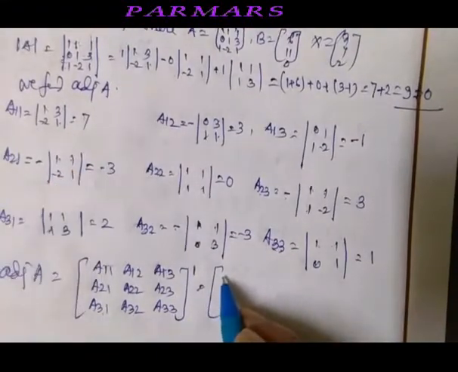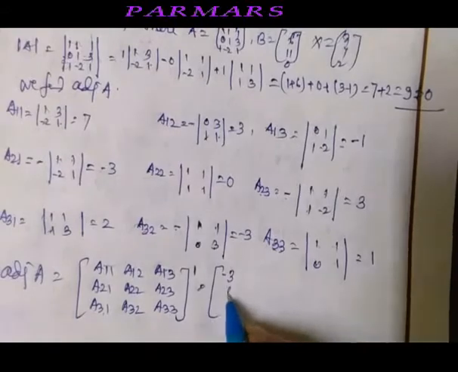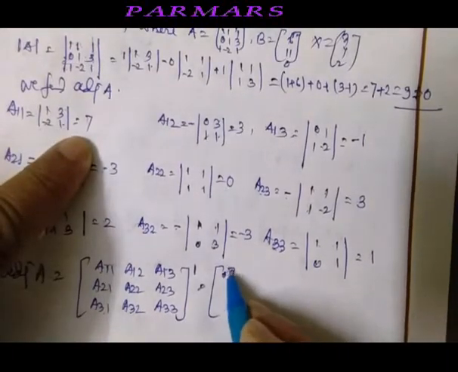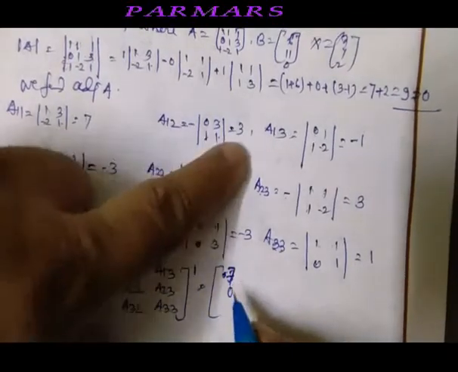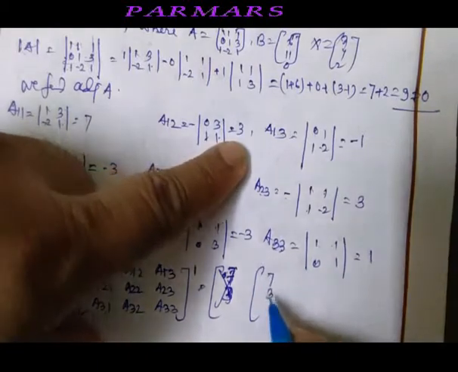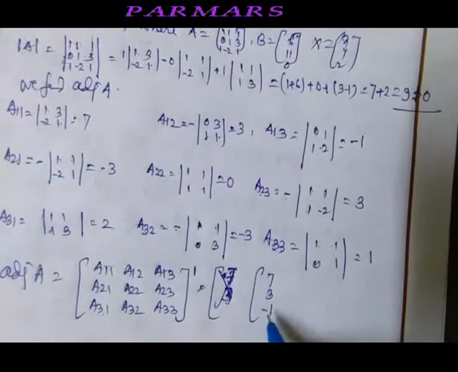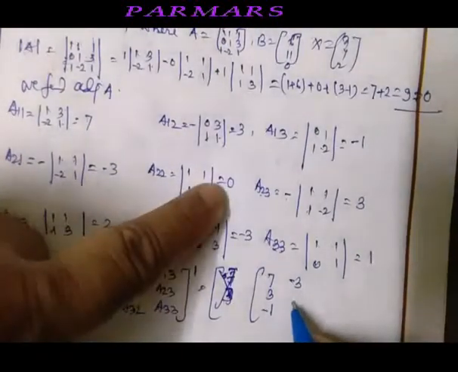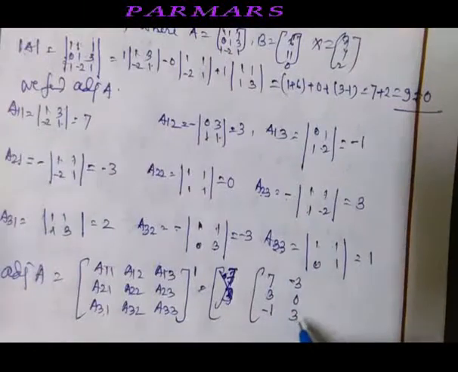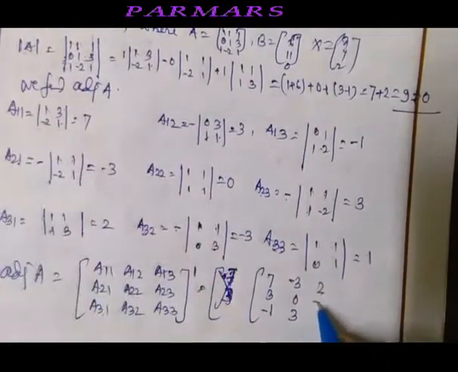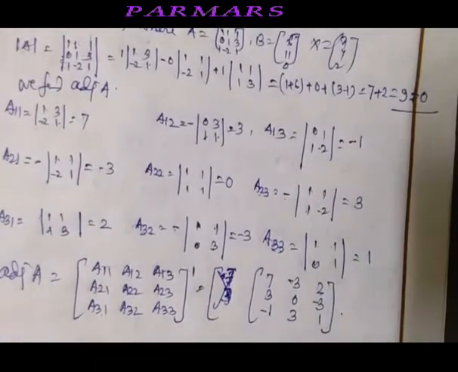So this is what: -3, 0 and 3. A11 is 7, sorry, A11 is 7, then A12 is 3, A13 is -1. This is the second row; make it the second column: -3, 0 and 3. This is the third row; make it the third column: 2, then -3 and then 1. So this is what the adjoint is.